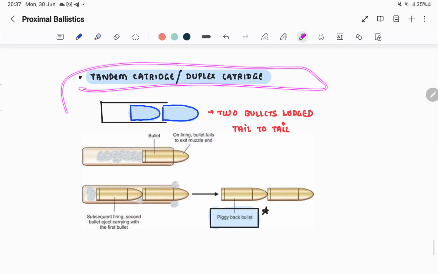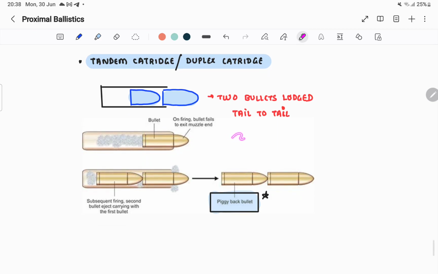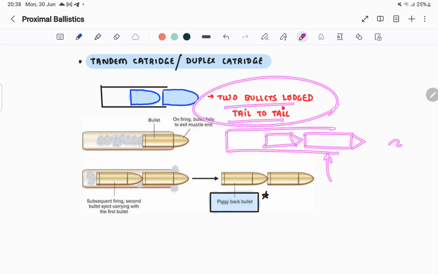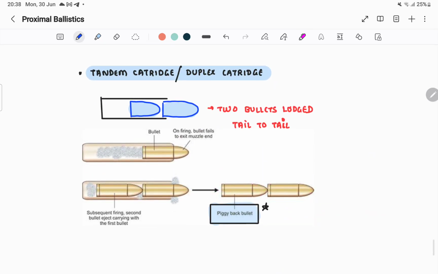Tandem cartridge or duplex cartridge. What is it? In the same cartridge, two bullets are loaded tail to tail, in a single cartridge. When the first bullet is fired, the second bullet follows the first. It is also called a piggyback bullet: tandem cartridge, duplex cartridge or piggyback bullet.